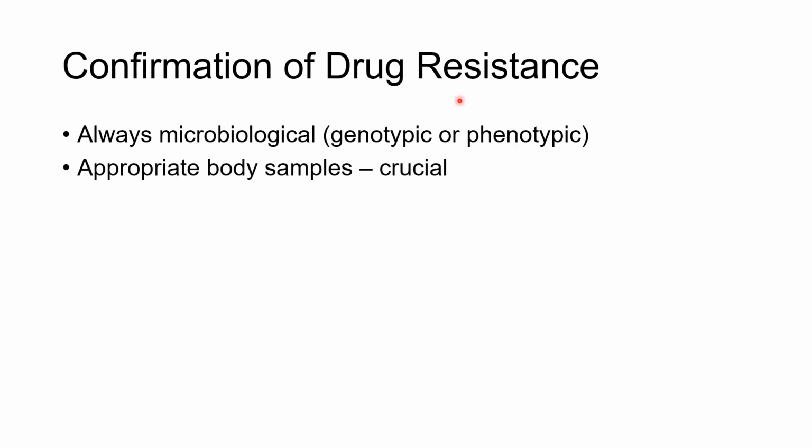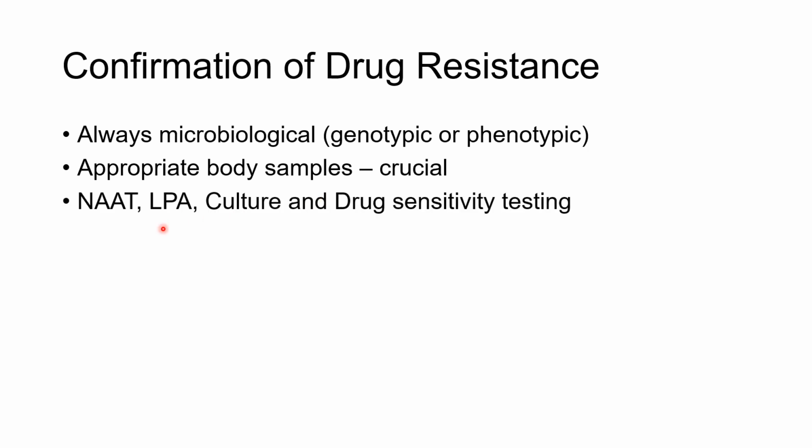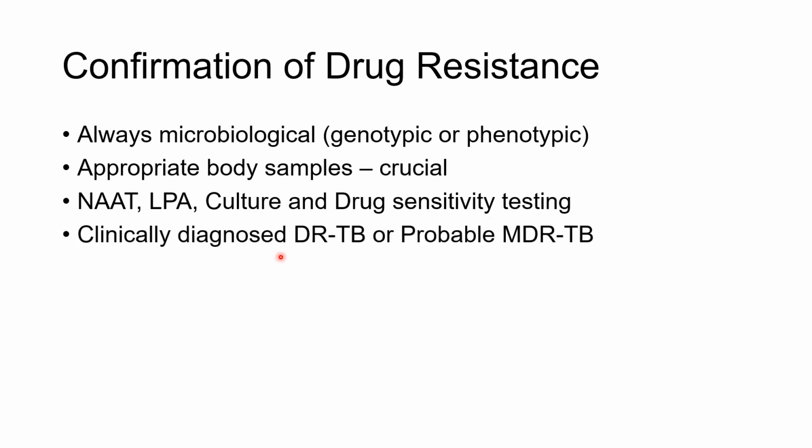Confirmation of drug resistance, for that we have to take appropriate body samples, which is crucial. If we don't take appropriate and adequate samples, the resistance may be missed. The appropriate testing is nucleic acid amplification test or line probe assay or culture and drug sensitivity testing. Clinically diagnosed drug resistant TB and probable MDR-TB. These are the two broad headings under which we will classify a particular patient after the resistance testing.